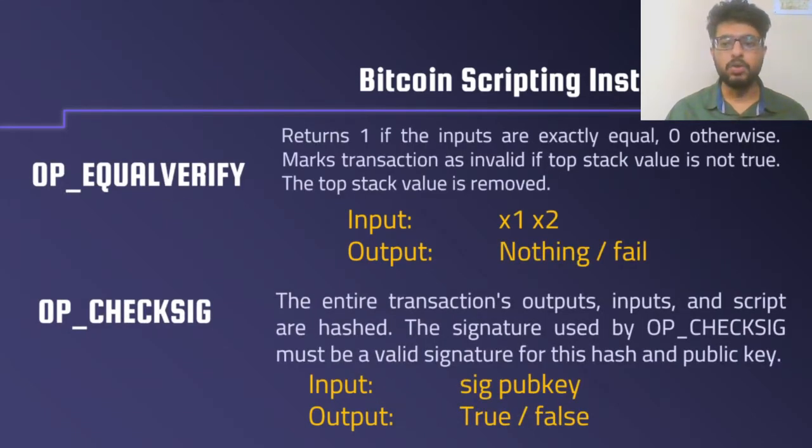Third is OP_EQUALVERIFY. OP_EQUALVERIFY is used to check the top two values of the stack. It returns 1 or true if the inputs are exactly equal, 0 or false otherwise. It then marks the transaction as invalid if the returned value is not true, and otherwise the value is removed. OP_CHECKSIG checks that the input signature is a valid signature using the input public key for the hash of the current transaction.